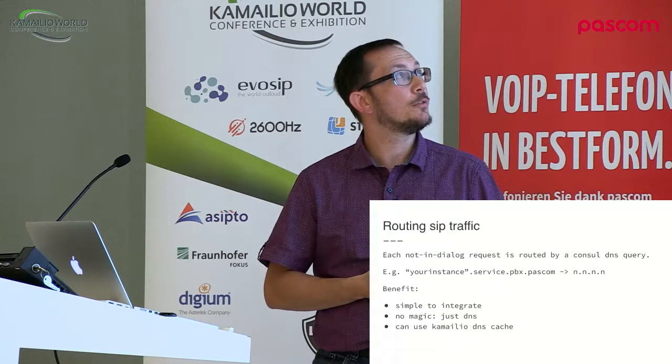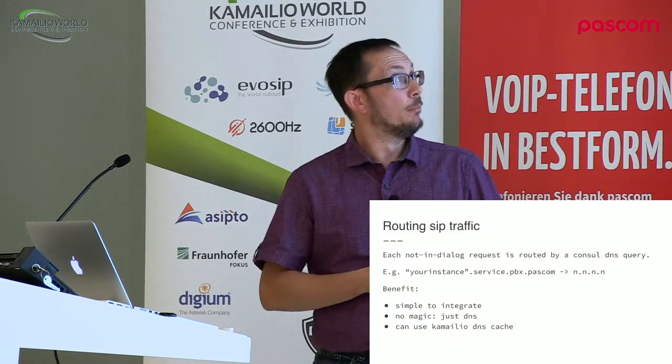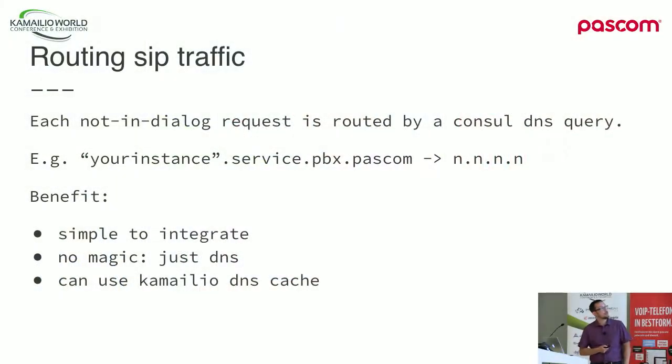And how are we using this? In Kamailio, actually, we don't use the HTTP interface of Consul. We just use DNS because that's very easy. In Kamailio, we can also use the DNS cache. And in Consul, you have here a distinguished top-level domain, which is customizable. So it usually is .consul. We call it .pascom here, obviously.